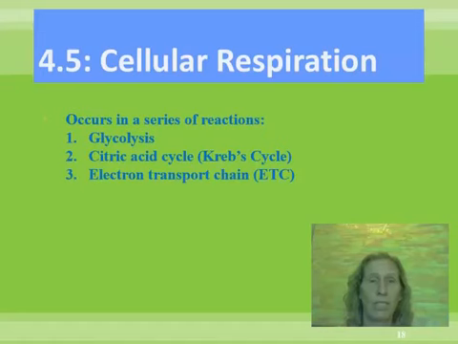The second is the citric acid cycle, also called the Krebs cycle after Hans Krebs, who discovered it. That takes place in the mitochondria. And the third step is the electron transport chain that takes place in the mitochondria as well. The step that produces the most ATP is the third step, the electron transport chain.